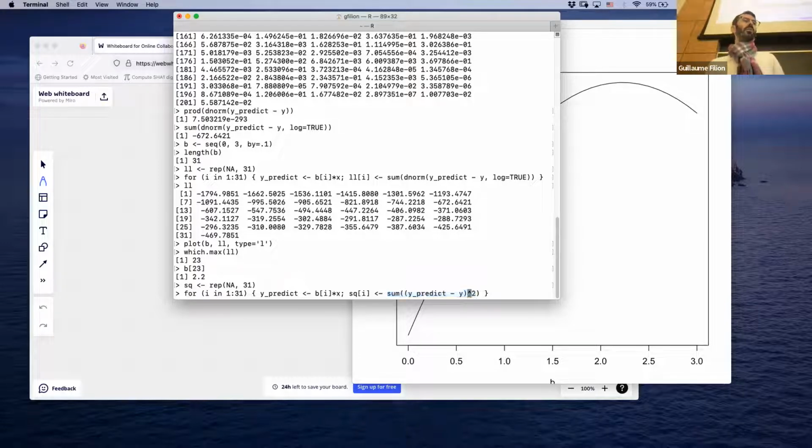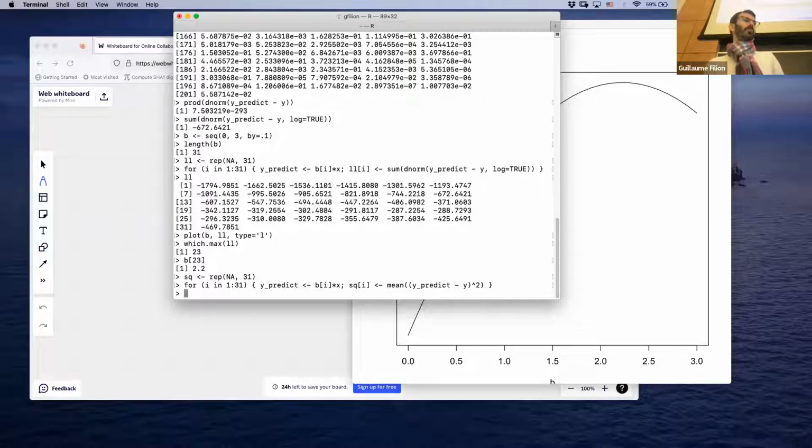I can compute the mean. Maybe that's going to be better instead of the sum, just so that the numbers are a little bit lower. But that's kind of what I'm doing. I'm trying all the possible slopes every time, computing the vertical distances between my prediction here and the actual values, squaring them, taking the mean. I think it's the sum in the original definition, but it doesn't matter very much. And this I'm storing in SQ i.